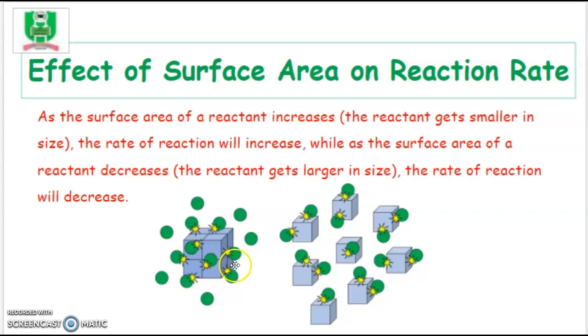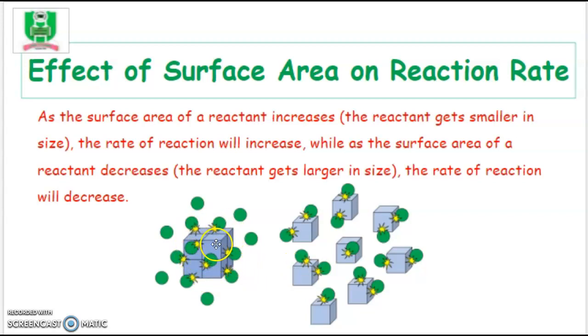And so what will happen during the course of the chemical reaction is that the green reactant particles will be colliding with the component parts of this large cube. However, the collision to the surface is going to be quite limited, as it's only the outer parts that the green reactants will be able to interact with, and that will result in the reaction rate being a lot slower.